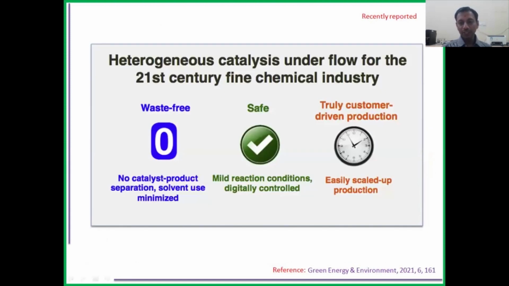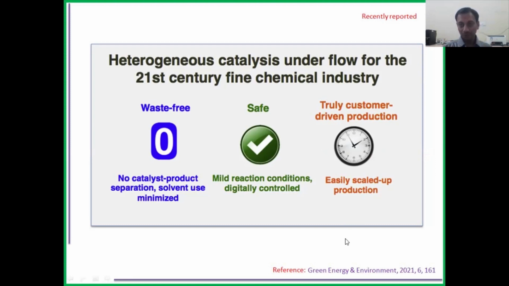A recent report in 2021, we can see here, heterogeneous catalysis under flow for the 21st century fine chemical industry. So truly customer driven production is required. Easily scaled up production is required nowadays. It is a time for waste free, safe production by controlling all reaction parameters and procedures. And this type of approach is most important.